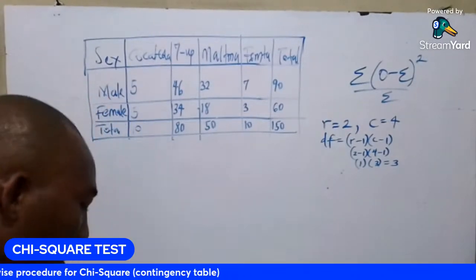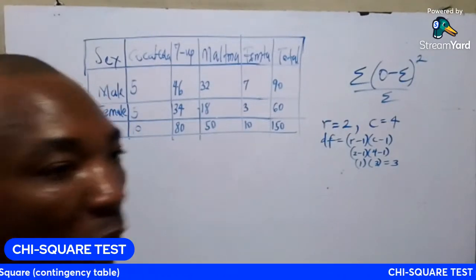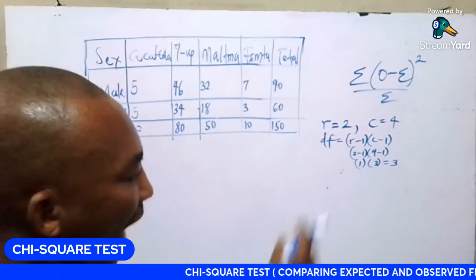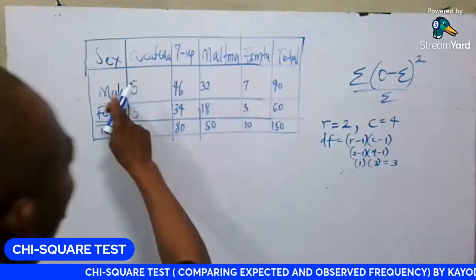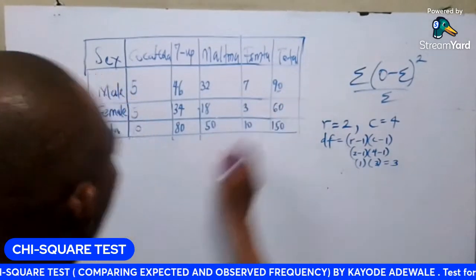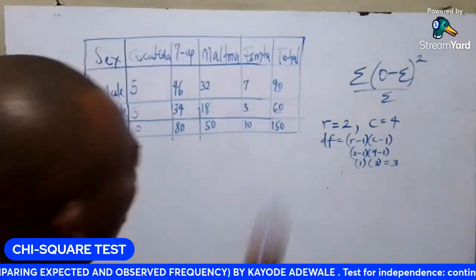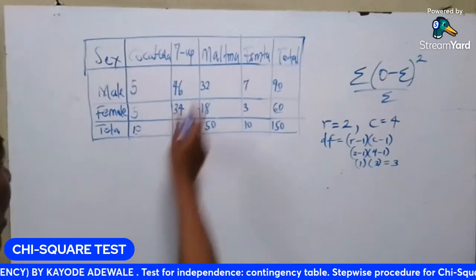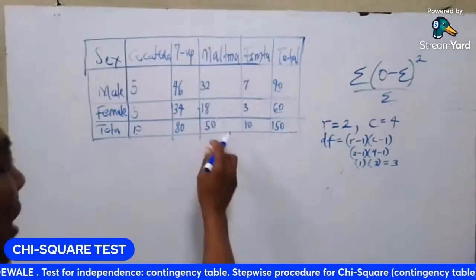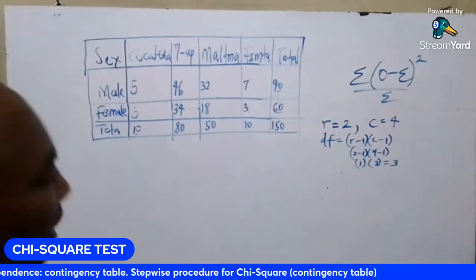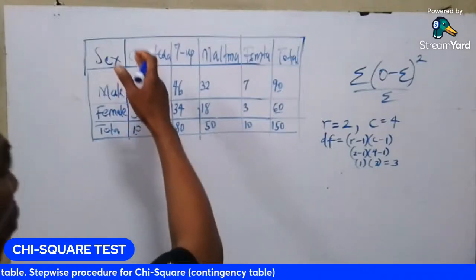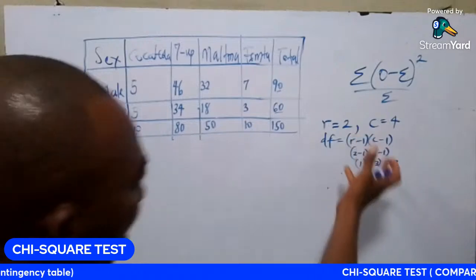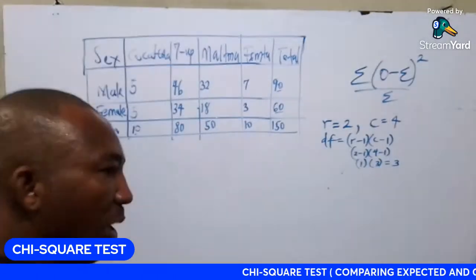The first procedure is to look for the row total and the column total. The row total for the first row is 90, and for the second row is 40. For the column totals, Coca-Cola is 5 plus 5, which is 10. For 7-Up it is 80, for Martina it is 50, and for Fanta it is 10. So that is what we mean: you have to identify the row totals and the column totals.